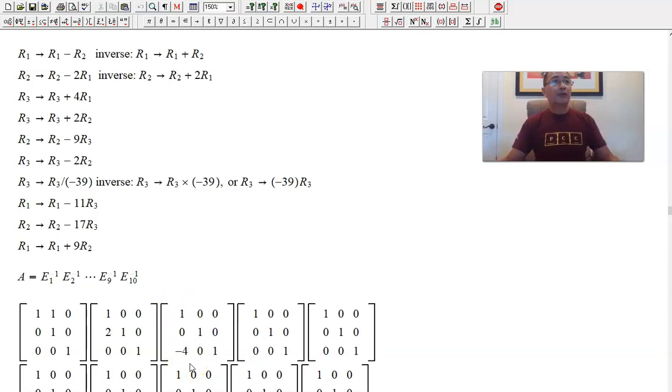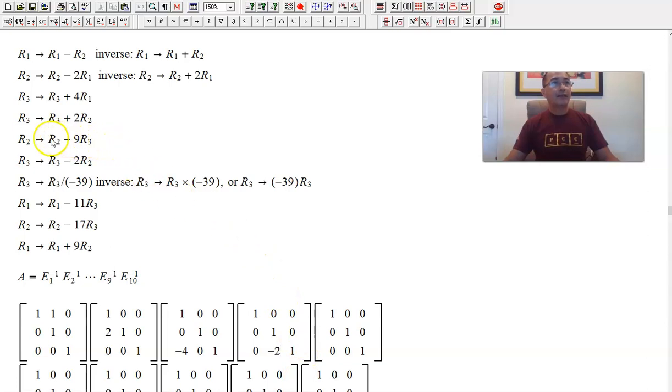We need a minus 4 here. Then row 3 becomes row 3 plus twice row 2, so we subtract twice row 2. That's a minus 2.